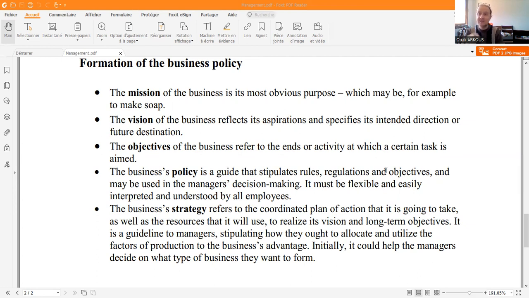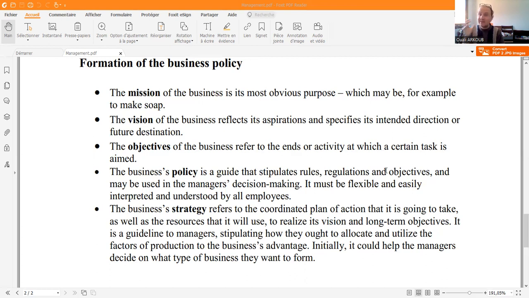Business policy. Business policy is a guide that stipulates and explains rules, regulations, and objectives, and may be used in the manager's decision making. It must be flexible and easily interpreted and understood by all employees at all levels, not only top management or those responsible for the organization. All employees must understand the policy of the enterprise or organization.